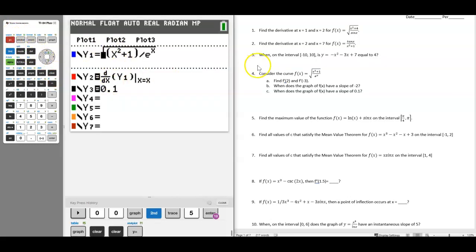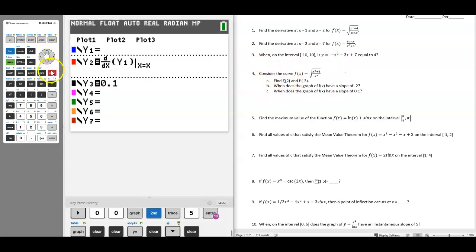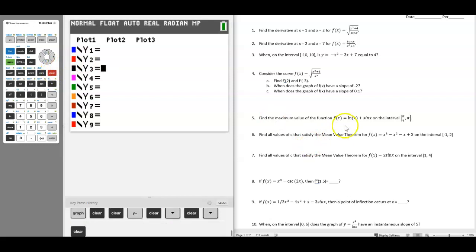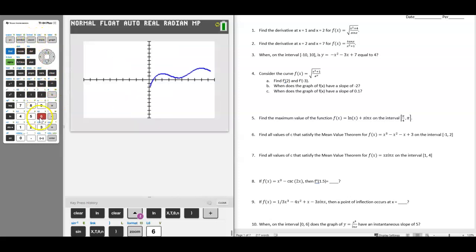You can see here I've got some stuff from having done problem 4, so I'm going to clear that out. And I'm going to type this in right here. I'm going to type ln of x, which is right here. Oops, clear. Let's go up to y1. ln x, and then plus sine x. Close. Now, typically, I like to start with a zoom 6, which I'll do.